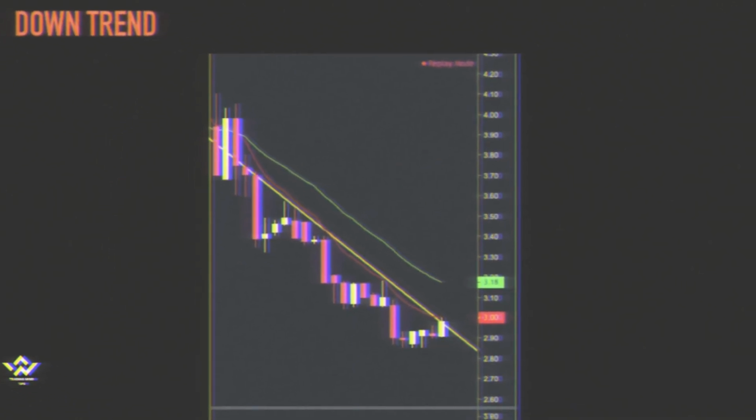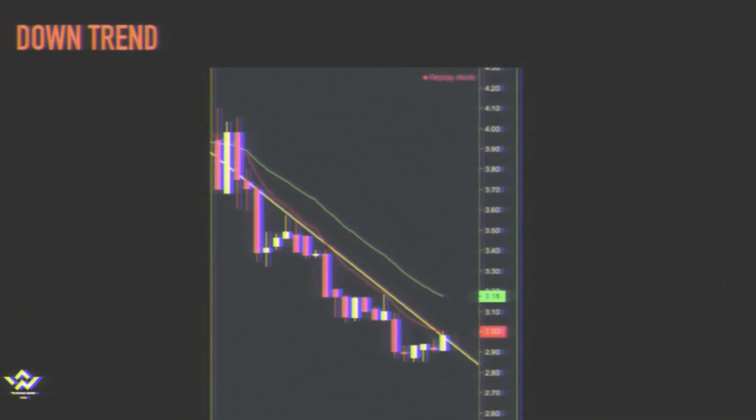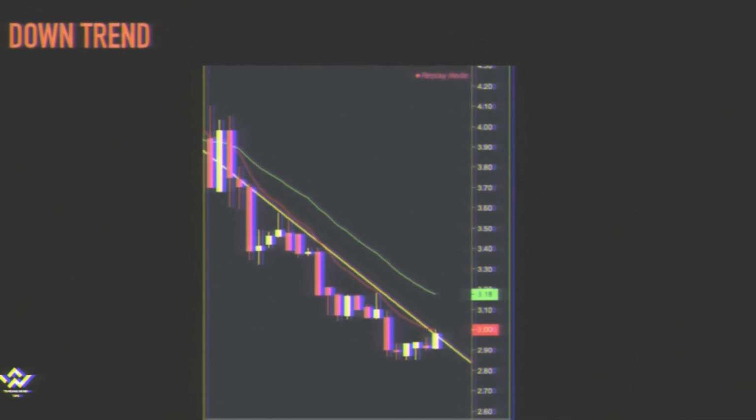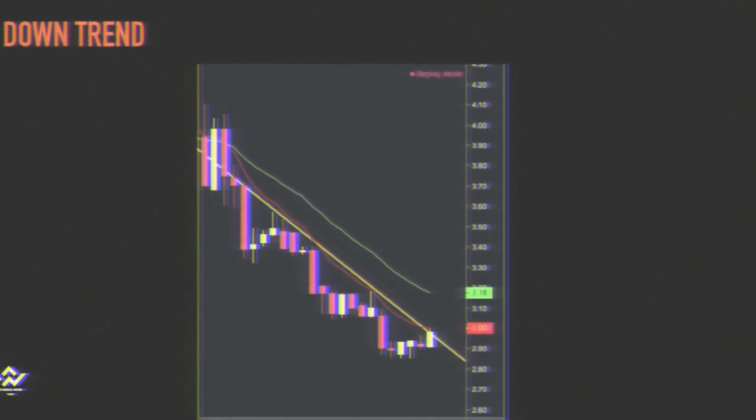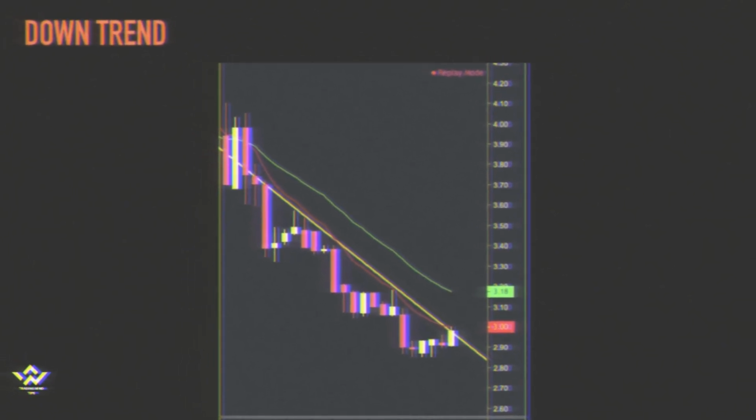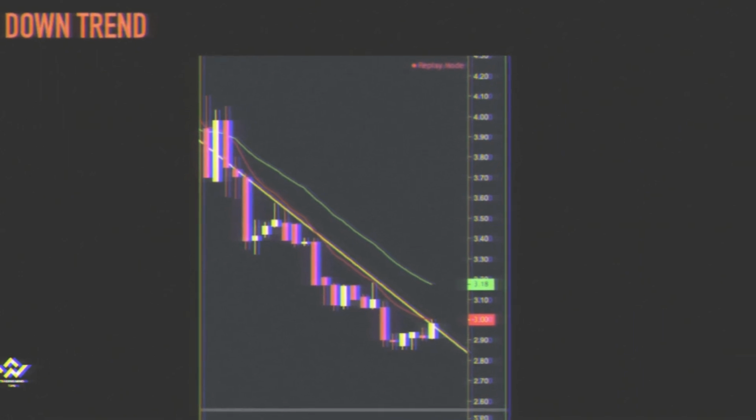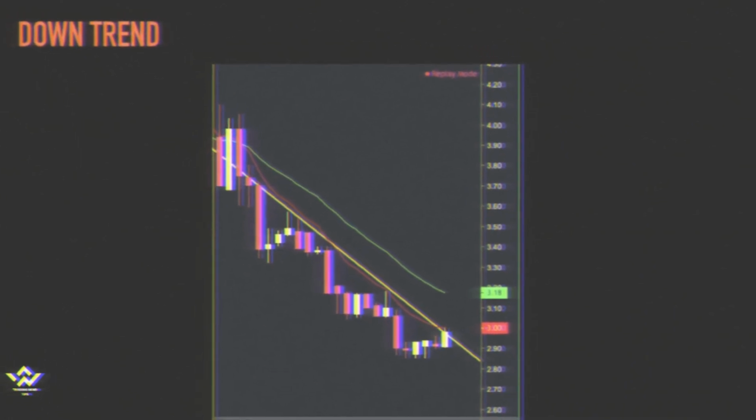This is a downtrend. Notice how the swing highs are getting lower and the swing lows are getting lower. If we placed a resistance line on the top of the swing highs, our line would be pointing down. Also notice that the candles are trading below its moving averages.